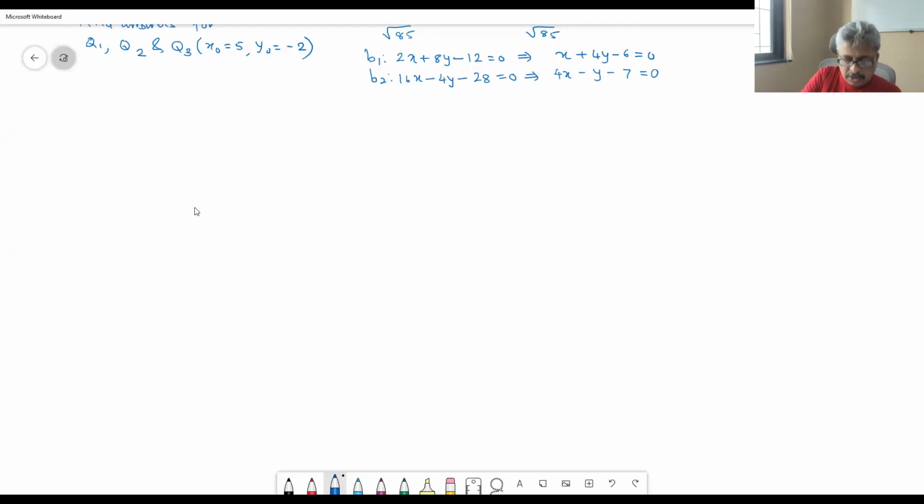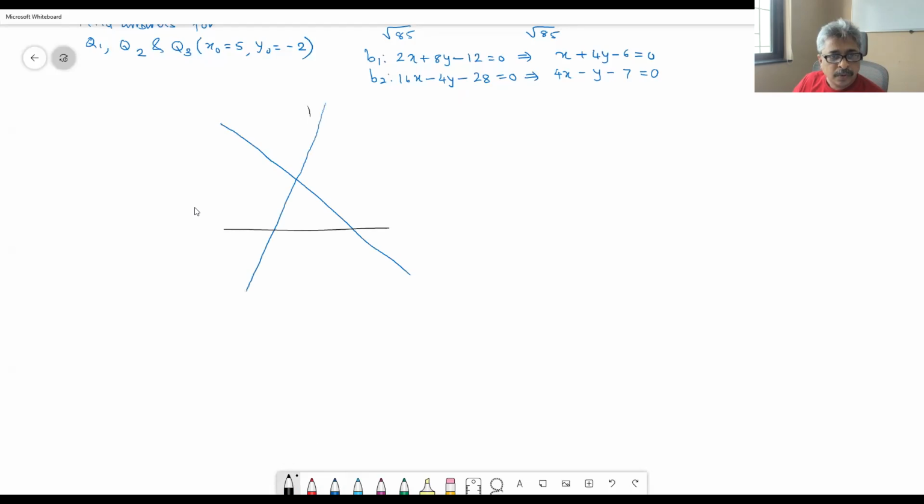Okay, we will come back to this numerical problem a little later. Let us draw something and see if we can derive the theory for this. Line number 1, line number 2, and maybe the origin. Let us call this line number 1, a1x plus b1y plus c1 is equal to 0. And let us call this line a2x plus b2y plus c2 is equal to 0.